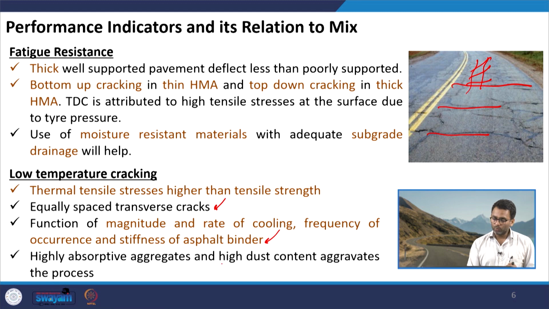So, highly absorptive aggregates and high dust contents can aggravate the process. So, we have to choose the aggregates accordingly, and we have to ensure that a larger amount of dust particles are not present in the mix. Moving forward, we have some other parameters or performance indicators in addition to the three critical distresses which we have discussed, and these parameters are somehow related to those three critical distresses.